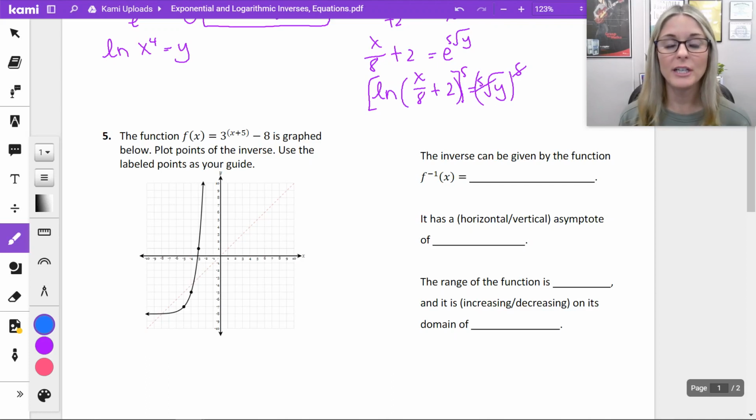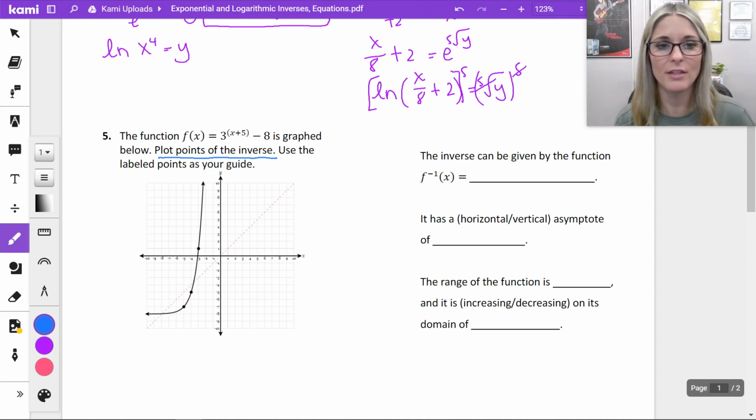In this next section, we're going to get a little bit deeper into exponential functions and logarithmic functions being inverses, referring to their graphs, and also talking about their asymptotes and their range and domain. Number 5, as an example, the function f of x equals 3 raised to the x plus 5 minus 8 is graphed below. Plot the points of the inverse and then use the labeled points as your guide. We're going to find the inverse function, identify the asymptote, and as I said, domain, range, and increasing or decreasing.